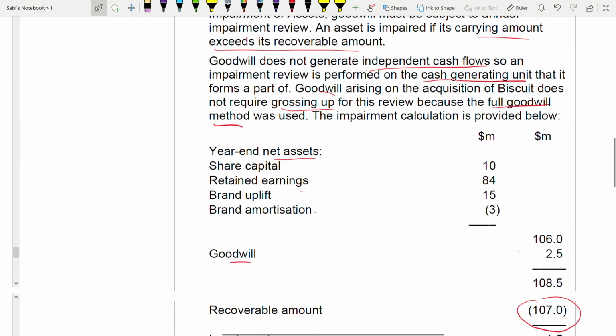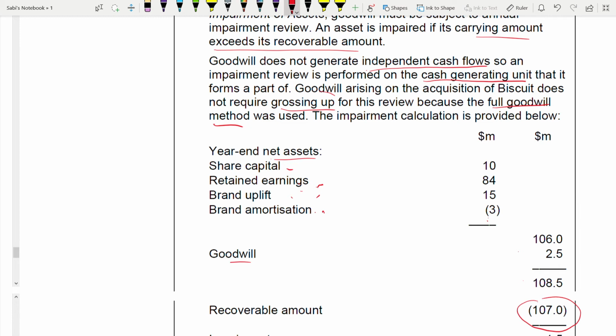So that's why there's a list. What are you going to include in your net asset? Share capital, retained earnings, brand uplift, brand amortization. Brand amortization, why? Because from retained earnings it will be deducted. It's an expense. Brand uplift, why? It's a non-current asset. It will increase your net asset.